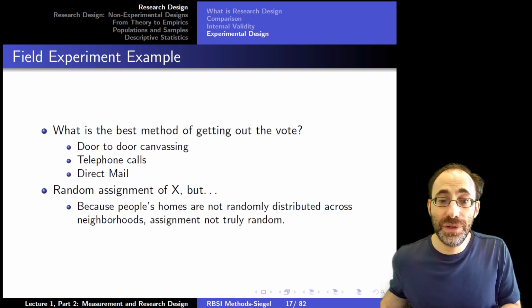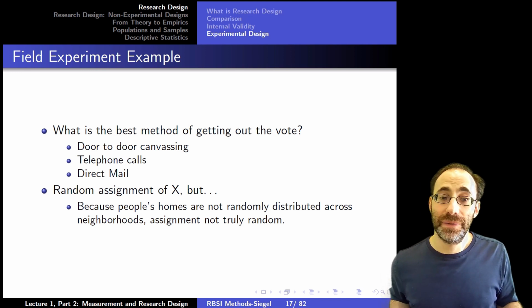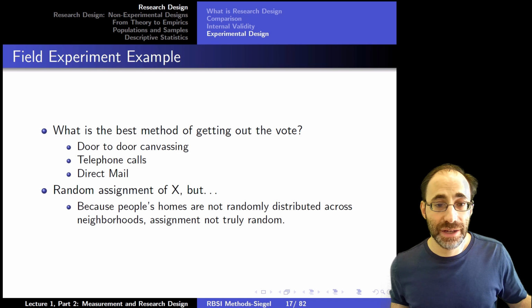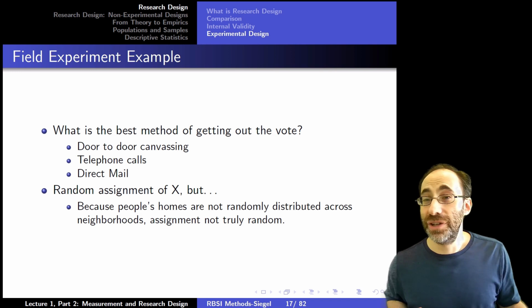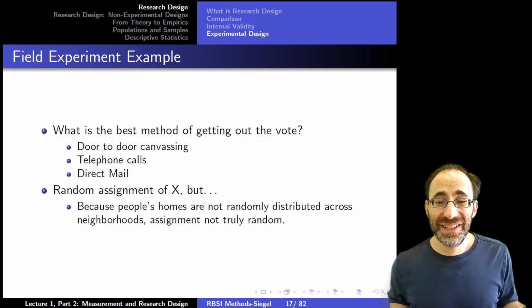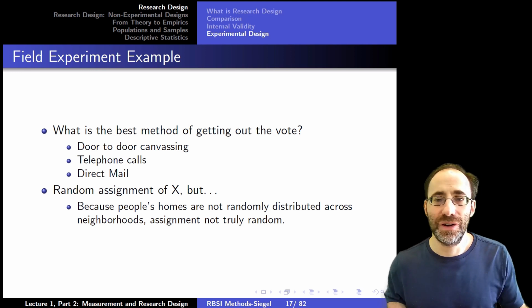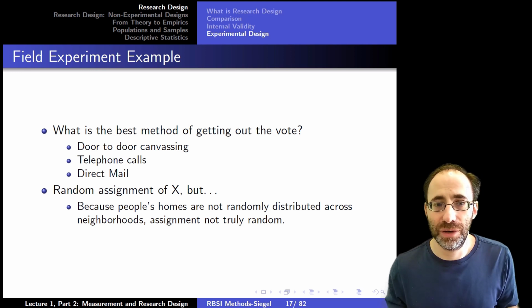The good part about that is it's random assignment of the treatment, right? You randomly assign who gets the door-to-door canvassing and so on. However, because people's homes are not randomly distributed across neighborhoods, the assignment isn't truly random, right? There might be differences across neighborhoods that might make it harder to actually claim you have pure randomness.